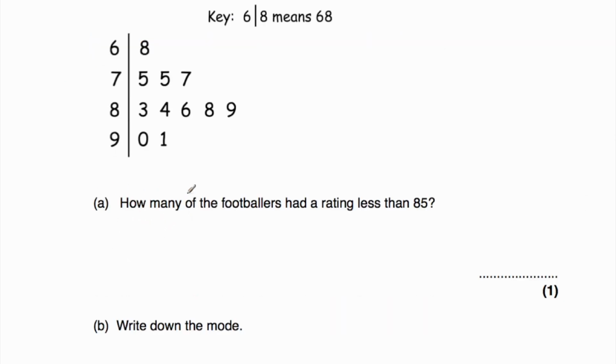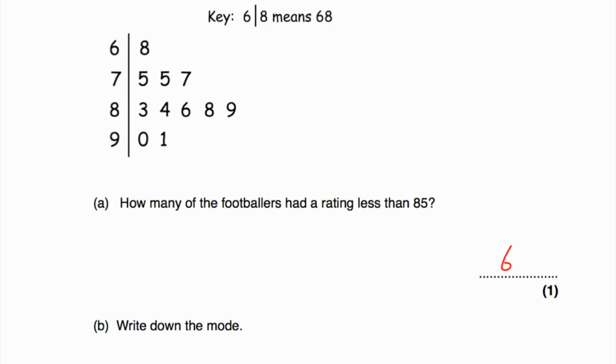So part A says how many footballers had a rating less than 85? So if we have a look at our stem-leaf diagram, we've got this footballer 84, this one 83, this one 77, 75, 75 and 68. So let's count them. 1, 2, 3, 4, 5, 6. And that's it, so our answer would be 6. This footballer obviously has a rating of 86 and that's not less than 85, so none of these ones will count, but these 6 all have ratings less than 85.